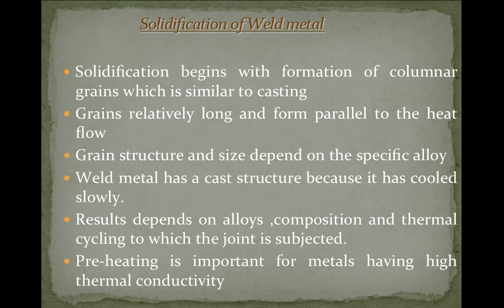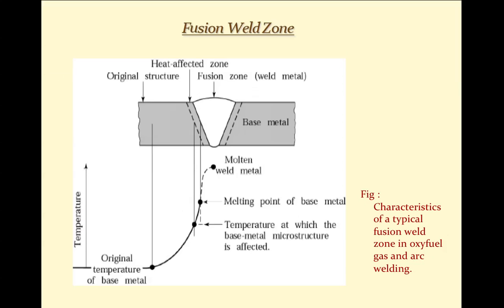Solidification of weld metal is more or less similar to castings because the structure obtained is a cast structure, and the grain structure and size of each grain depends on the alloy combinations. It is cooled from one end to the other, that is, from the base metal to the top, as the temperature indicated on this diagram. Here we can see the highest temperature is here and the lowest temperature is here.